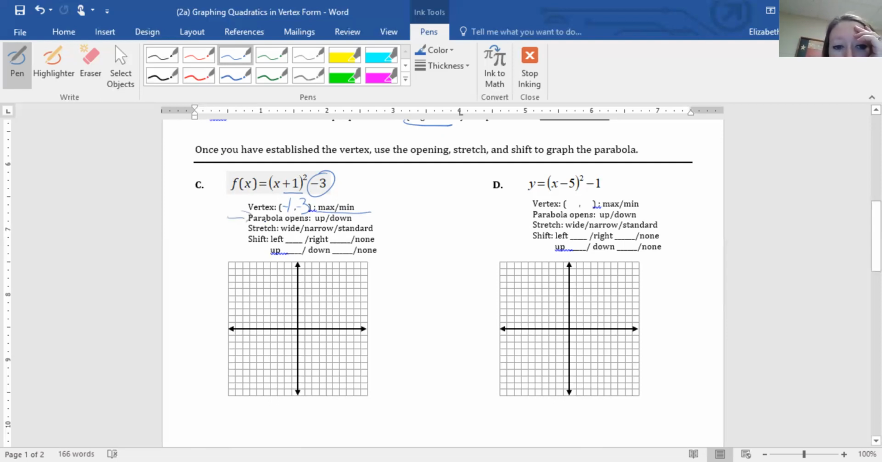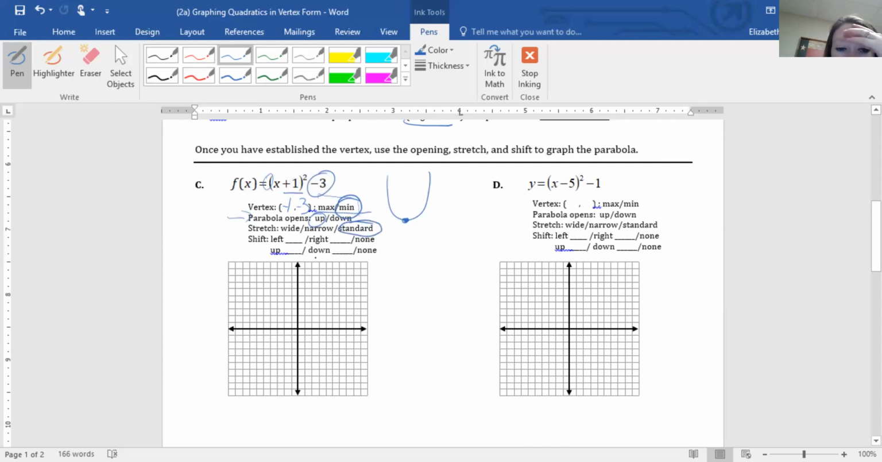Does the parabola open up or down? Well, my a here is a 1, it's positive, which means that it's going to open up. So what does one that opens up look like? Like this, right? It's asking about my vertex being a maximum or a minimum. My vertex is here. That's the lowest point, so that's going to be a minimum. The stretch here is 1, so this is standard.